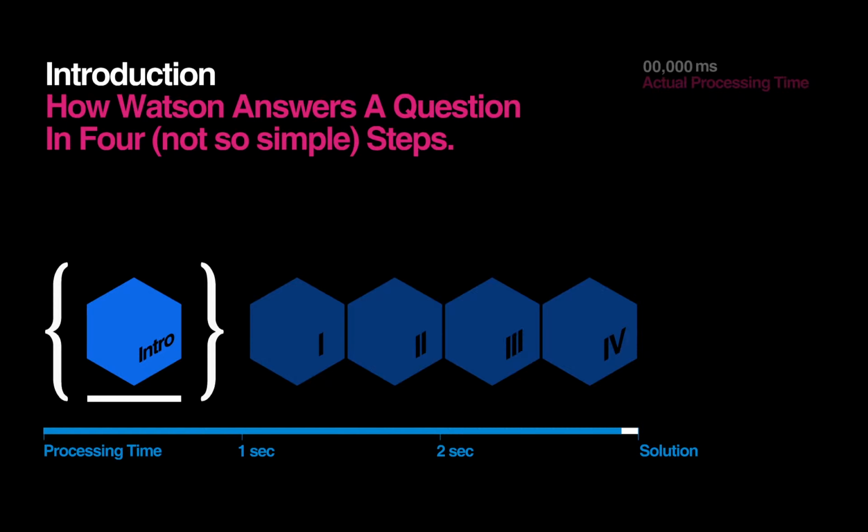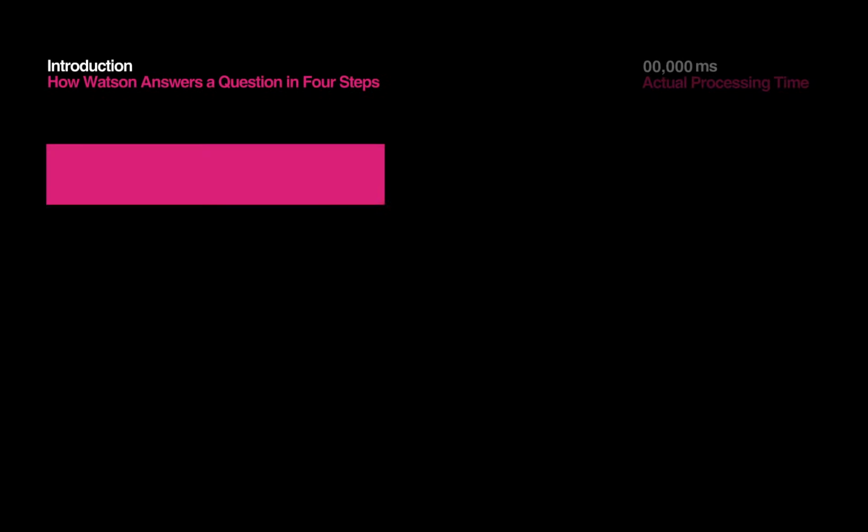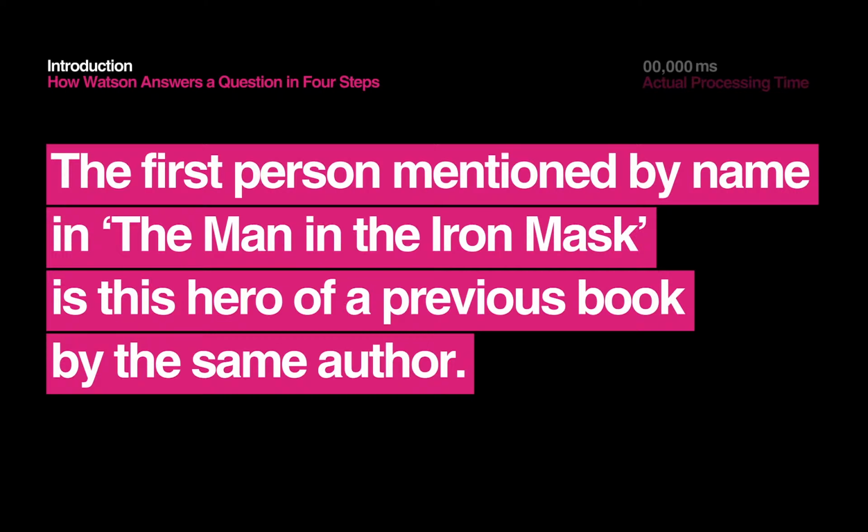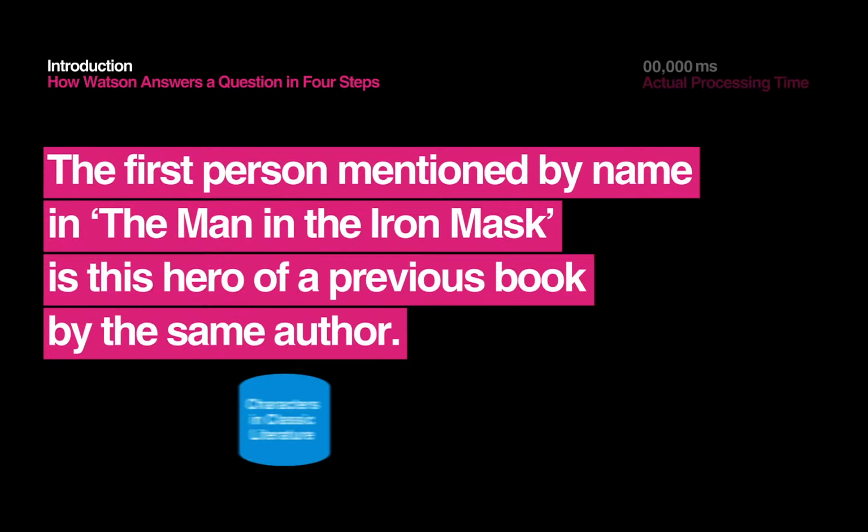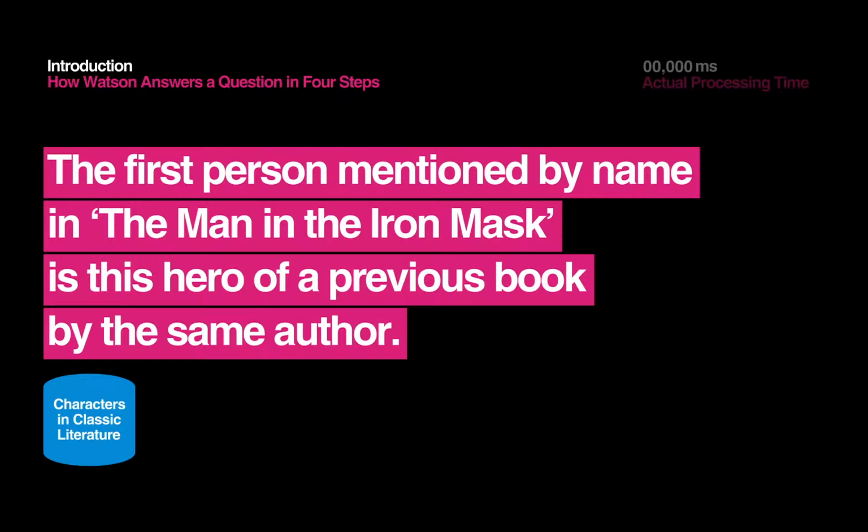How Watson answers a question in 4 not-so-simple steps. The first person mentioned by name in The Man in the Iron Mask is this hero of a previous book by the same author. This is a typical Jeopardy clue, presented in the tricky Jeopardy format that can be pretty difficult for a person to understand, much less a computer.